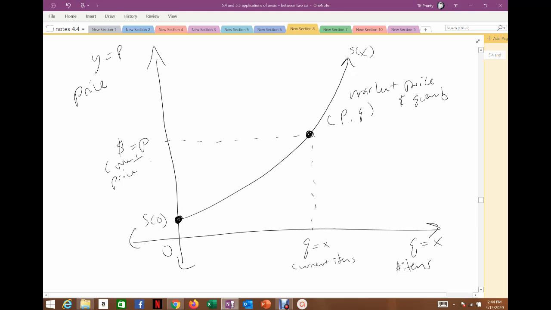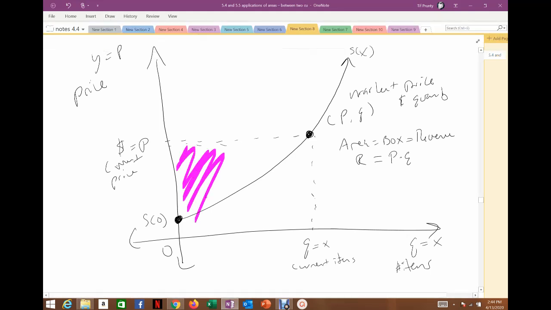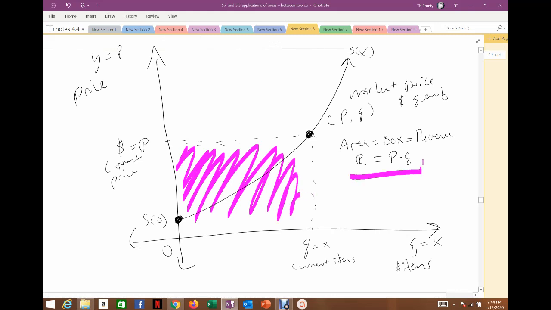Alright, so the box still represents area, which is still my revenue. So the area that is the box, that dotted line, is still the revenue. Right, it's the amount the company gets based on the sale of their items. So that box area would still be price times quantity, right? That revenue, this whole thing in my dotted line. So again, if I highlight this whole box area, that's my revenue, right? Price times quantity.